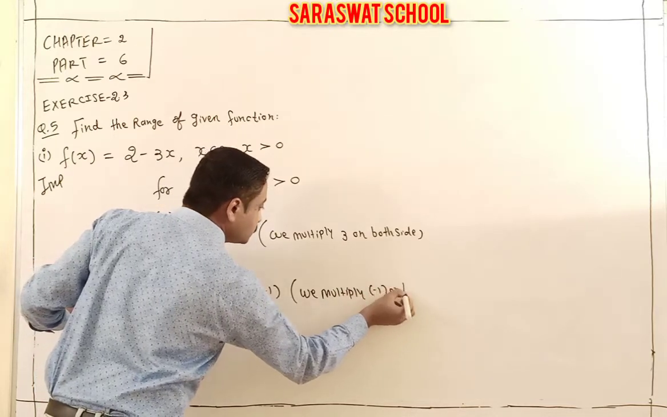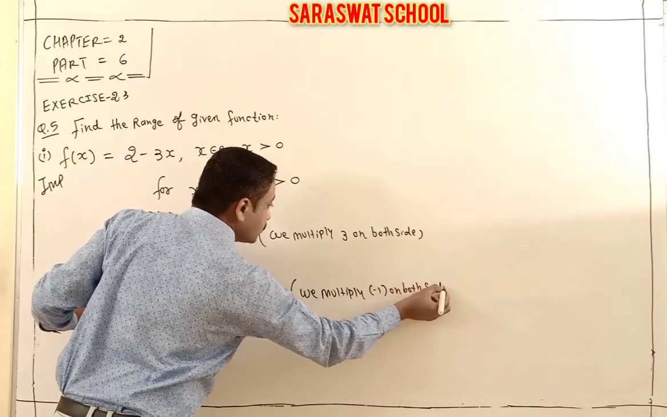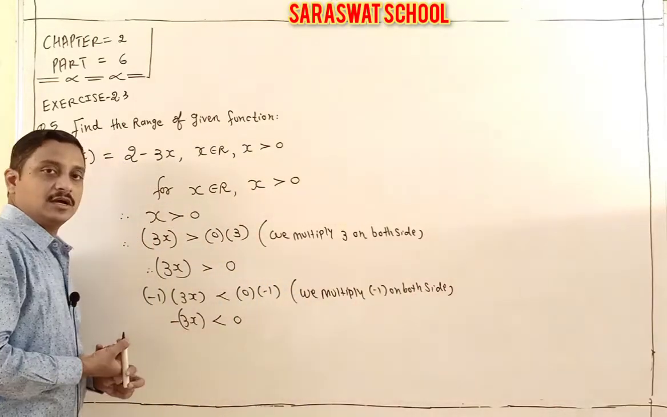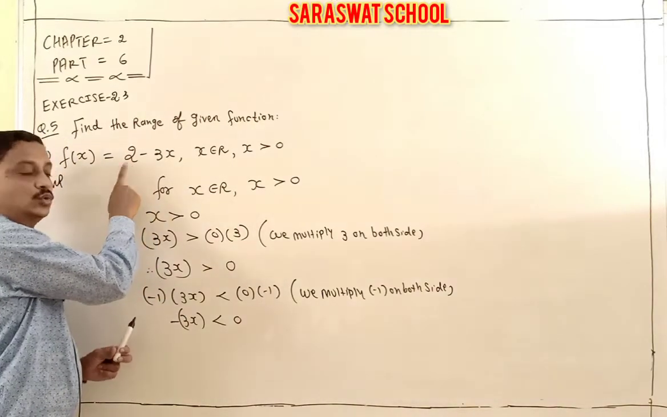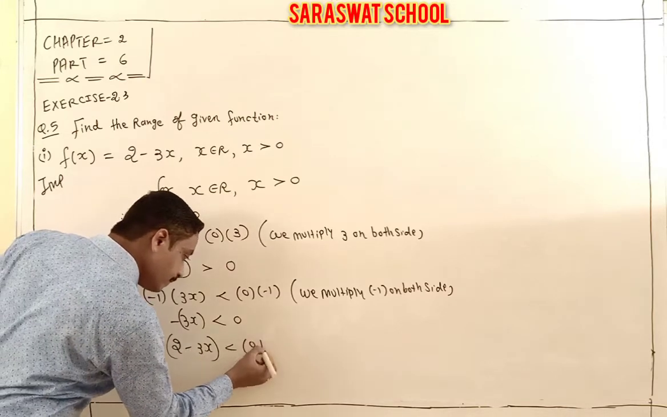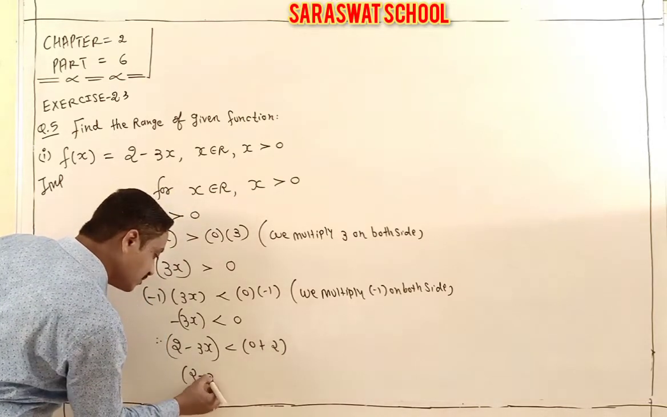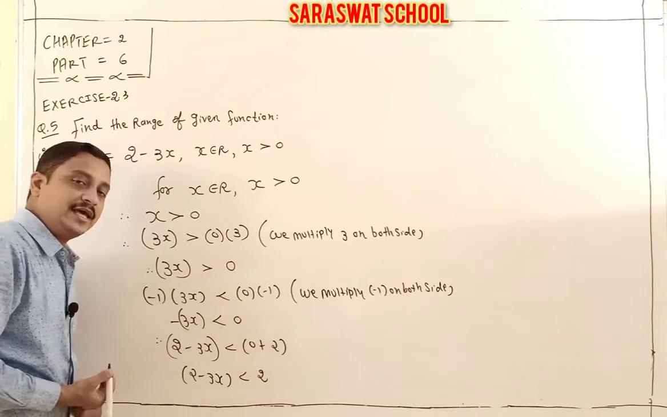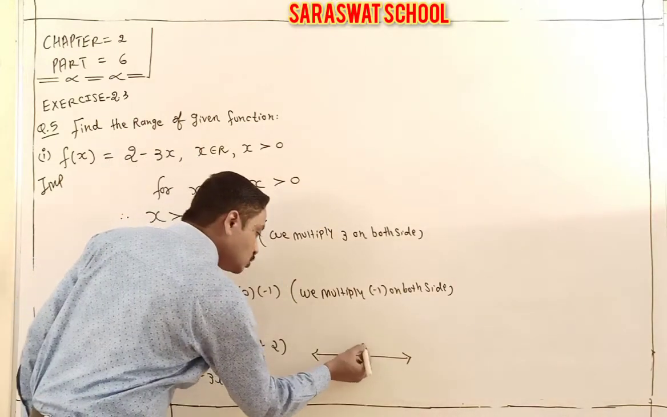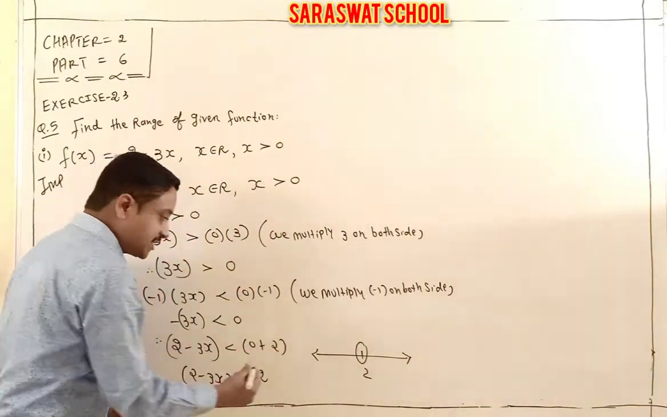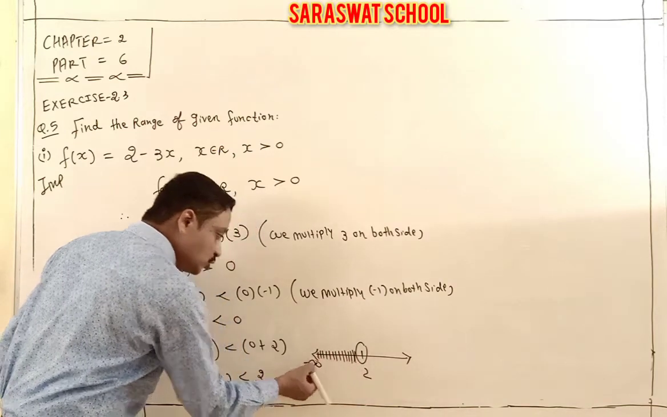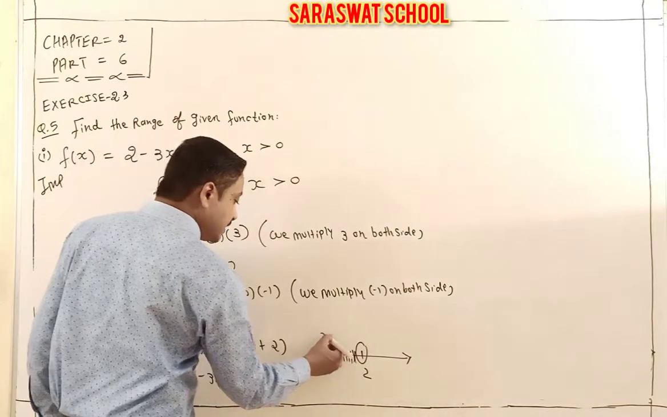Multiply by minus 1 on both sides. So here -3x is less than 0. Now, what do you get? Here you write down 2, adding on both sides. Yes, students, you finished your sum. Your answer is less than 2. It means you can show it on the number line. Here 2, less means this left side. This answer is minus infinity to 2, and this indicates your answer x less than 2.